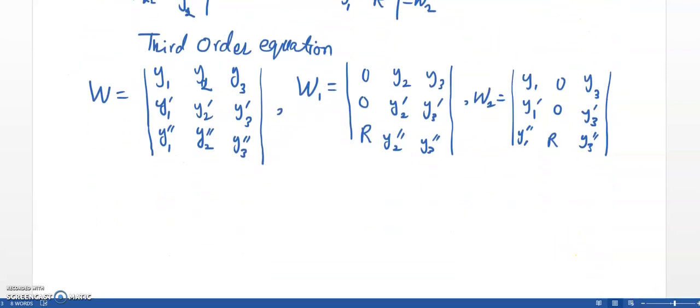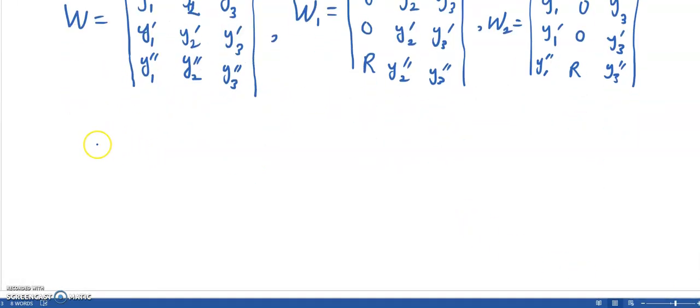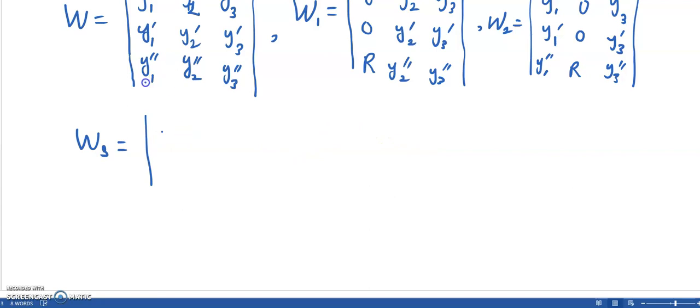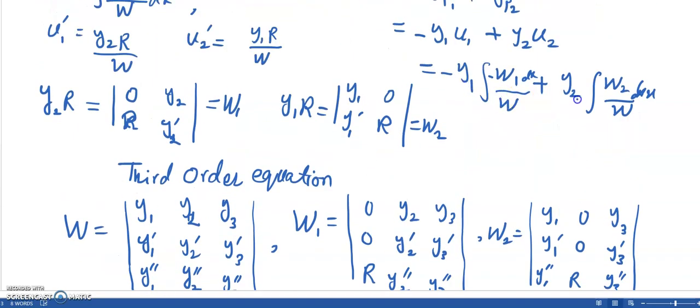will be in a similar manner. So it will be y1, y1 prime, y1 double prime, y2, y2 prime, y2 double prime, and 0, 0, R. And then we can apply the same equations, okay, over here.